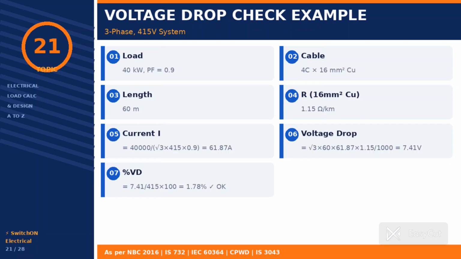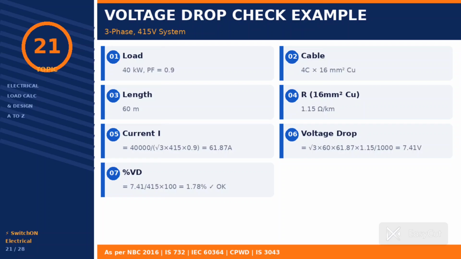Power factor is 0.9. So the cable you are going to select for this load is 4 core 16 square mm copper. Then the length is 60 meter. The cable resistance is 1.15 ohm per kilometer, right? See, the length is in meter and the resistance of the cable is in ohm per kilometer. So please be careful while calculating the voltage drop.